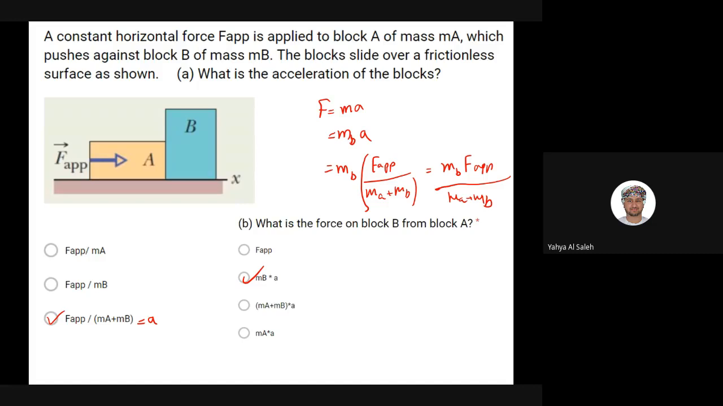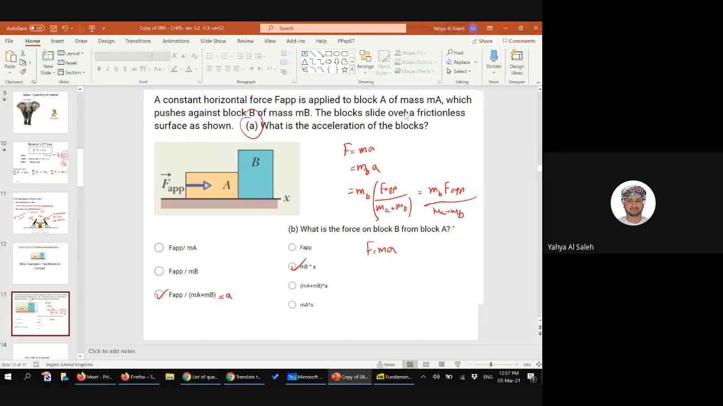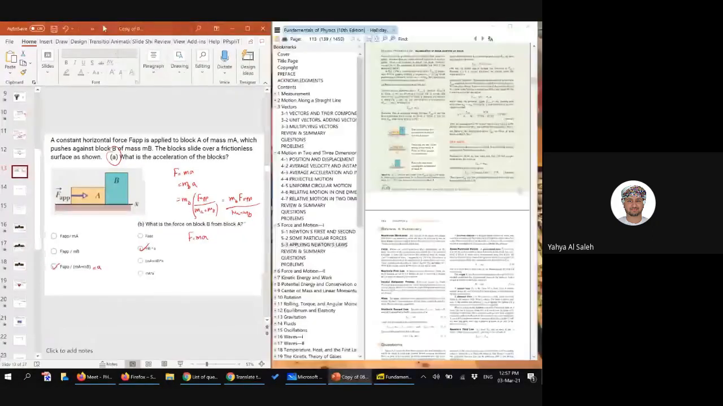Is this clear or is there confusion? Repeat, Doctor. Okay. Are we all okay with part A? What is the acceleration of the blocks? Yes. Does anyone have a problem with part A? Okay. Part B. What is the force on block B? Force is F equals MA, right? We agree on this. Because here we have the issue that force equals MA from Newton's second law of motion.